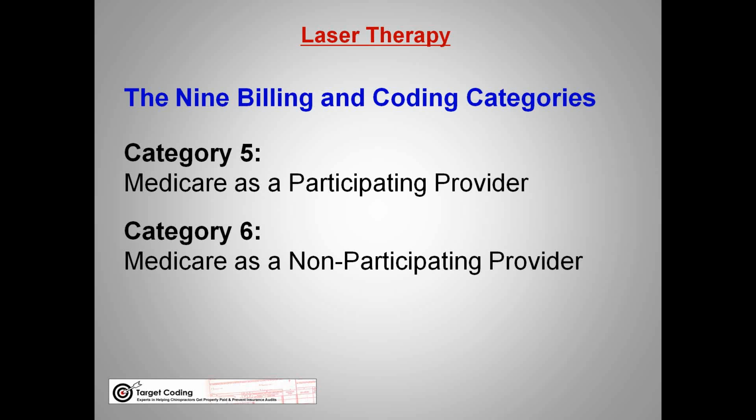So if you're in network, a participating provider with Medicare, then you're going to collect 20% of the chiropractic adjustment approved amount, right? You must accept assignment, and then for the laser or any other services, the patient pays in full. They should sign an ABN.